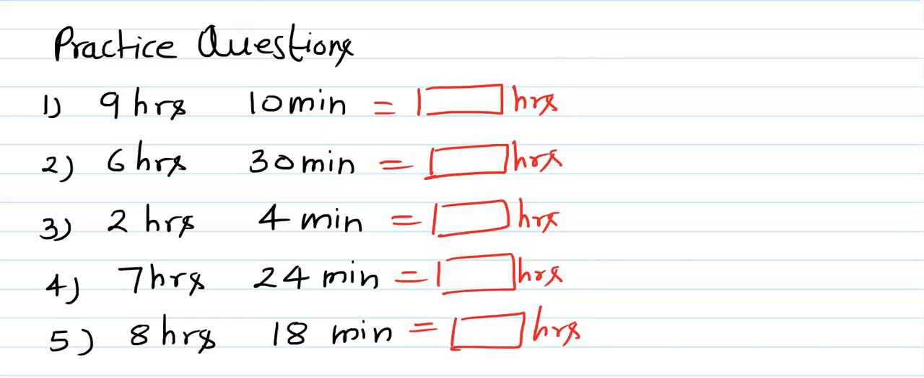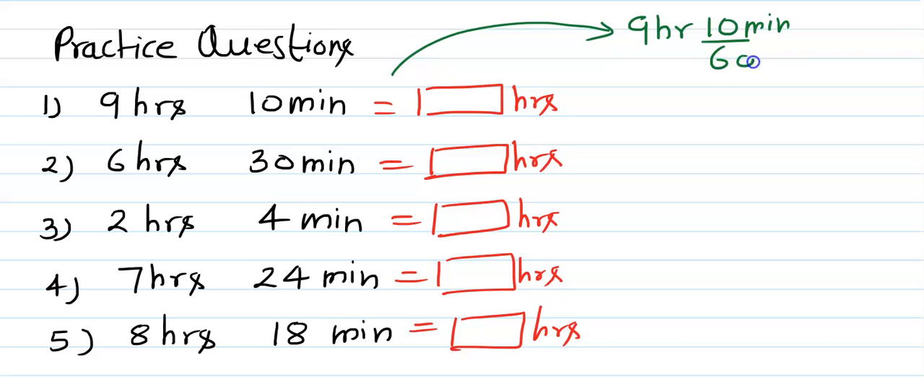Welcome back if you have tried. So I'm solving the first question for you. Yeah, so first question here, it is 9 hours and 10 minutes. So 10 divided by 60, then minute cancelled, it has converted into hours. Okay, now you can cancel the top 0 by the bottom 0, so it is 1 over 6 here.